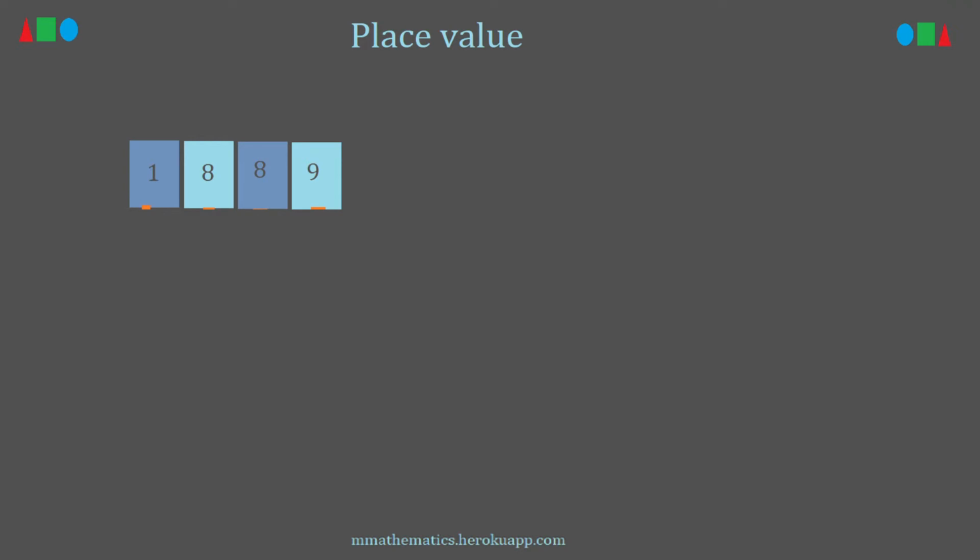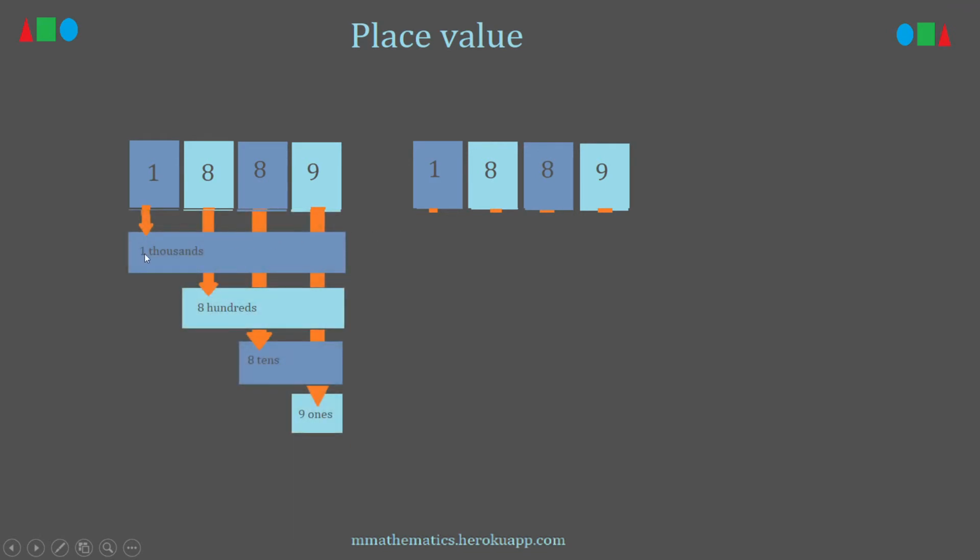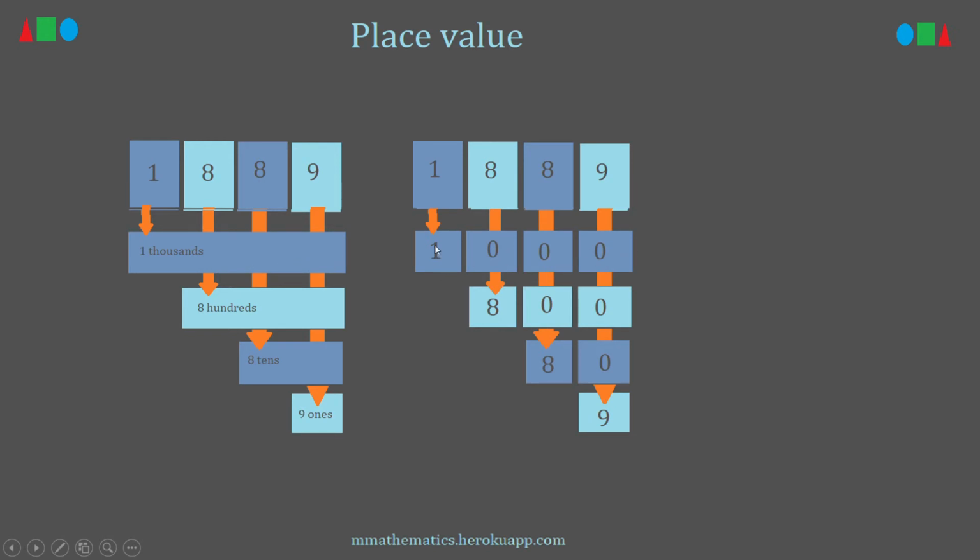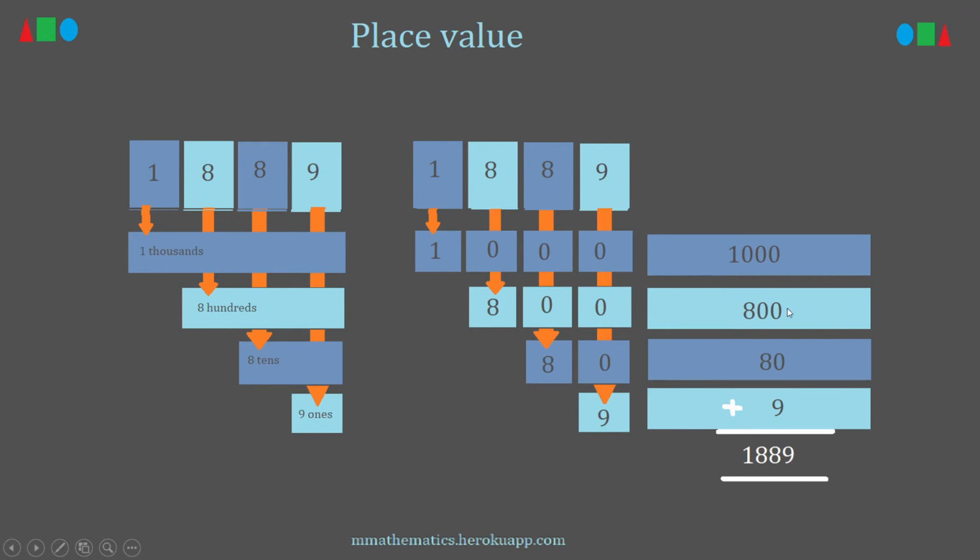Let's try this number, 1889. 1889 is 1 thousand, 8 hundreds, 8 tens, and 9 ones. So 1 in the thousands column, 0 in the hundreds, 0 tens, 0 ones, that's 1,000. 8 hundreds, 0 tens, 0 ones, that's 800. 8 tens, 0 ones, that's 80, and 9 ones. That's 1,000 plus 800 plus 80 plus 9 is 1889.